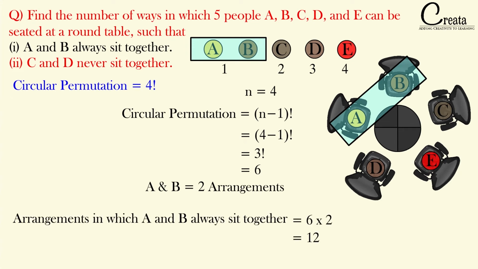Okay, we have used multiplication because here AND will be applicable. All the 4 arrangements, that is 3 factorial arrangements, and the arrangement of A and B independently. Okay, so we got our answer as 6 into 2, that is 12. Got it?